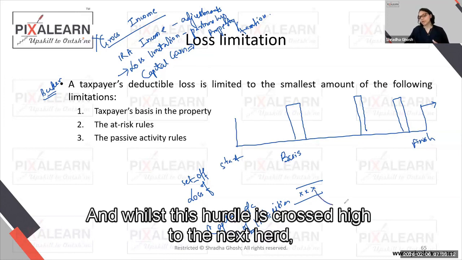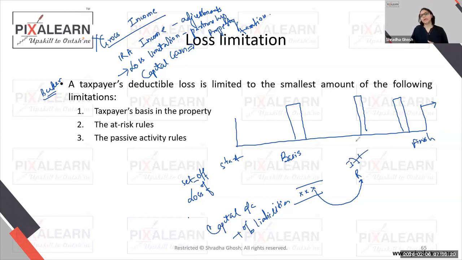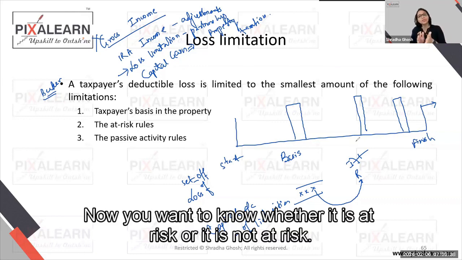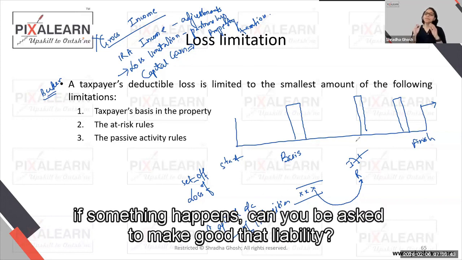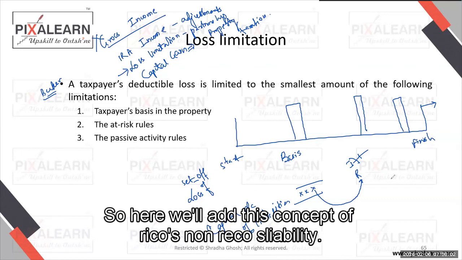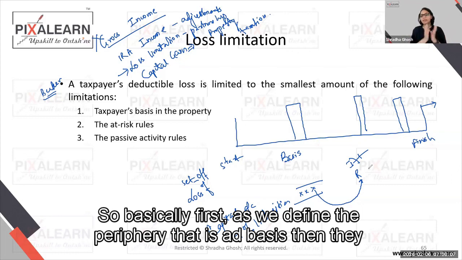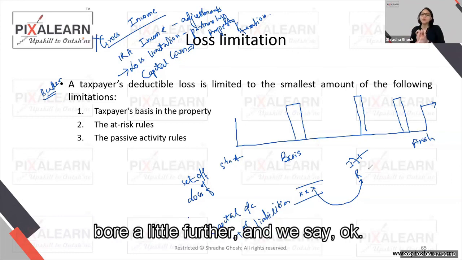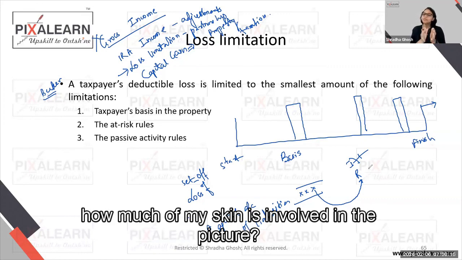Now, once this hurdle is crossed, I go to the next hurdle. Okay, there is a basis, but is it at risk? Now you want to know whether it is at risk or not at risk. You will see if something happens, can you be asked to make good that liability? Then we say, okay, how much of your skin is involved in the picture? So here we'll have this concept of recourse and non-recourse liabilities. First we define the periphery, that is the basis. Then we go a little further and say, if the partnership actually goes bust, how much of my skin is involved in the picture?